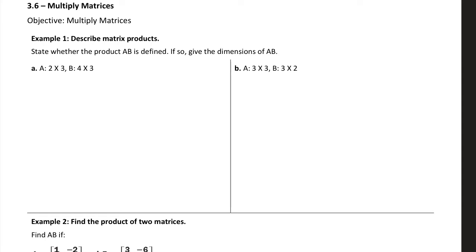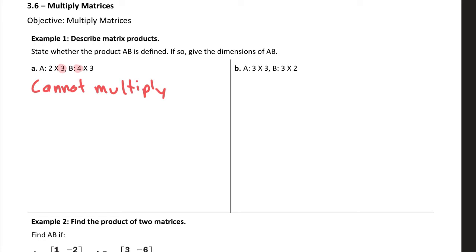The way you know if you can multiply two matrices by each other is if the number of columns in the first matrix equals the number of rows in the second matrix. So in part A, if you look at the columns in matrix A and the rows in matrix B, the product of these matrices is not defined. So you would say cannot multiply. We can't multiply those two matrices because their dimensions do not match up, okay?